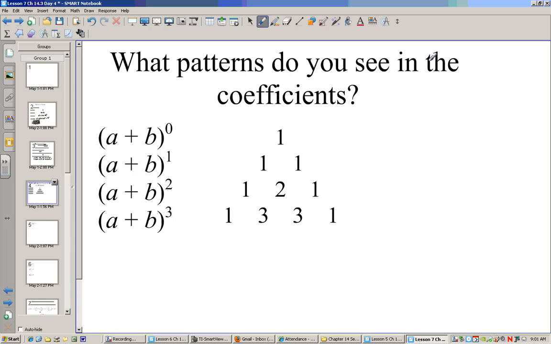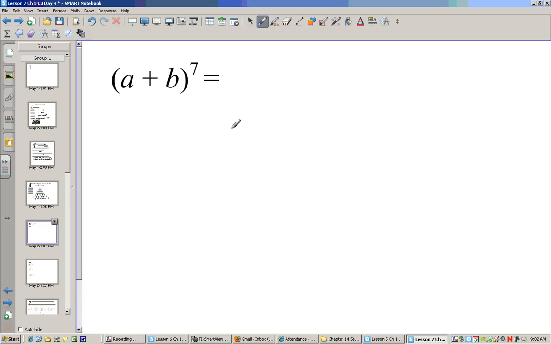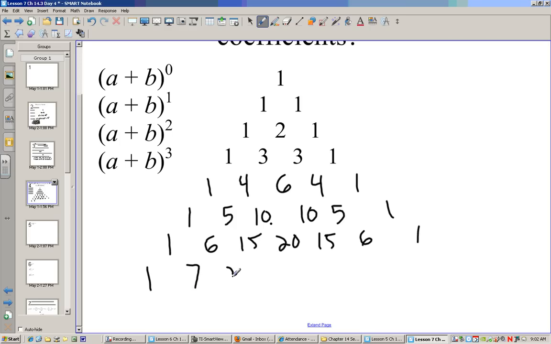All right, so what patterns do we see in the coefficients? And we talked about this a little bit. From our past experience with Pascal's triangle, hopefully you can see I'm getting the next term by adding the two numbers above it. So 5 plus 10 is 15, 10 plus 10 is 20, 10 plus 5 is 15, 6, and 1. So a plus b to the 7th. If I wanted to expand that, let's look back at our chart. We'd have to go out one more row, so it would be 1, 7, 21, 35, 35, 21, 7, and 1. So we'll look really closely at these numbers.